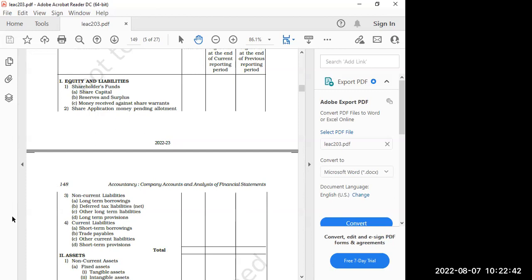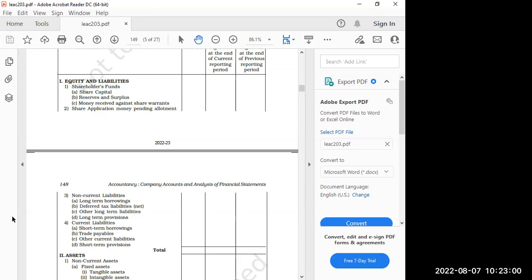Share warrant, forget about it. If it is there, you bring it and write it here. That's all. Suppose you are finding an item in the trial balance, share warrant, amount received against share warrant, 2000 is there. Take the 2000, write it here, point number C under point number 1. That's all. If it is not there, leave it blank.